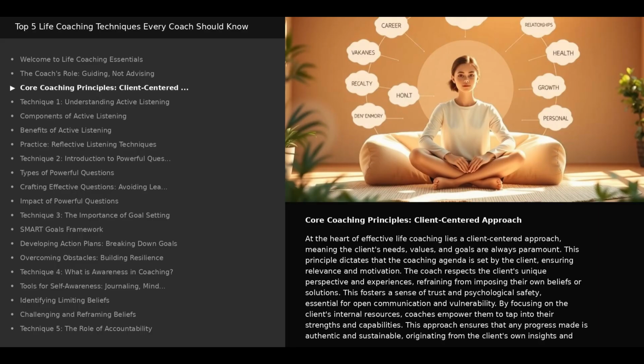This fosters a sense of trust and psychological safety, essential for open communication and vulnerability. By focusing on the client's internal resources, coaches empower them to tap into their strengths and capabilities. This approach ensures that any progress made is authentic and sustainable, originating from the client's own insights and commitment.